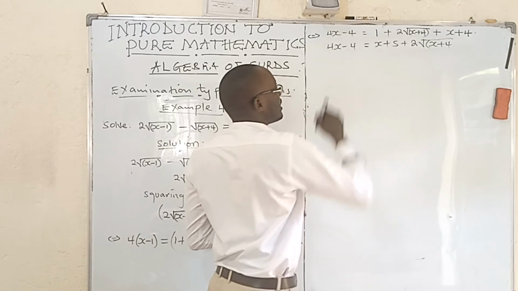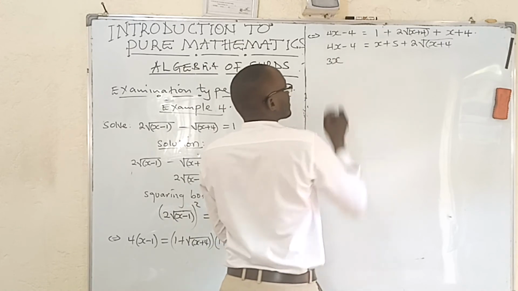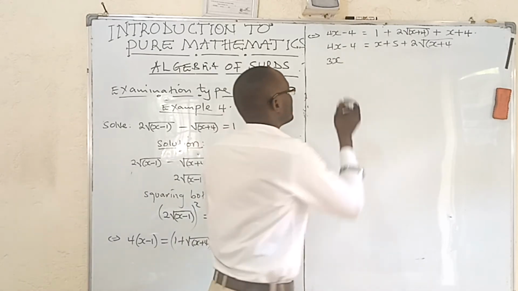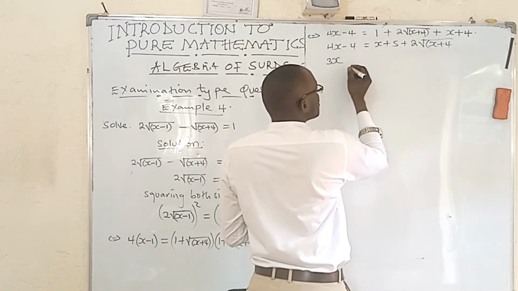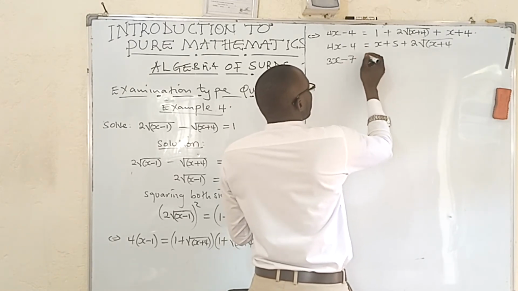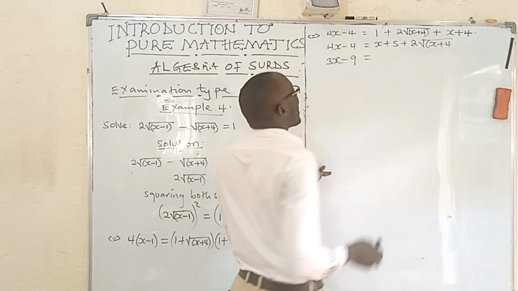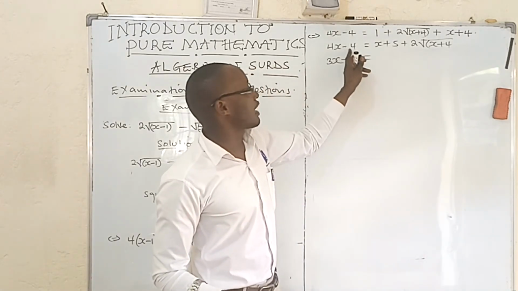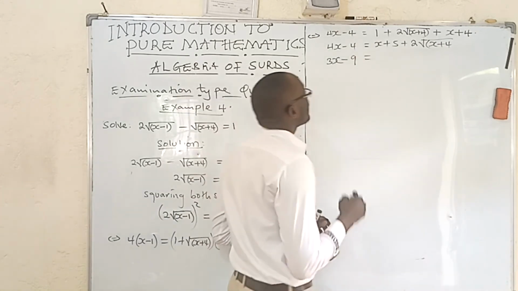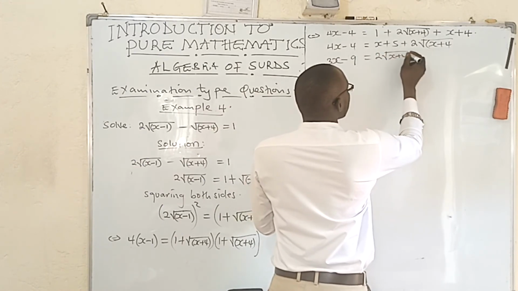So when x comes to the left hand side, it becomes a negative, it reduces a 4x to 3x. When a positive 5 comes to the negative side, it increases this negative in magnitude, but in actual value, it reduces it. So negative 7 is equal to, is it negative 7? No, that is wrong. It is a negative 9, because this side becomes a negative 5 plus a negative 4, a negative 9. So if that is true, then we can equate it to 2 root of x plus 4.